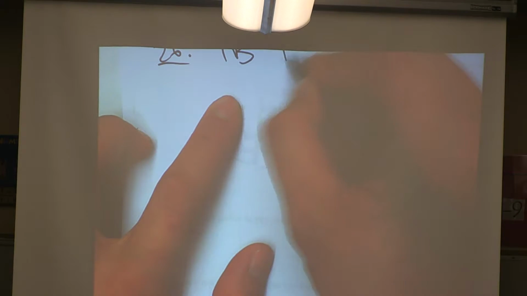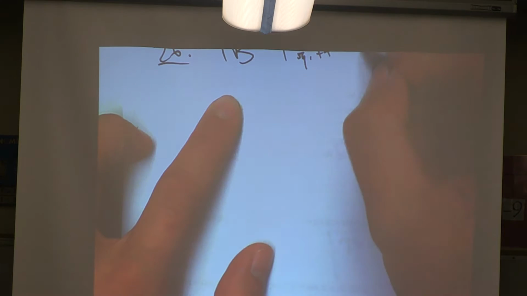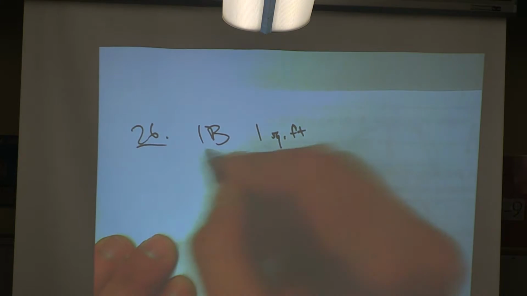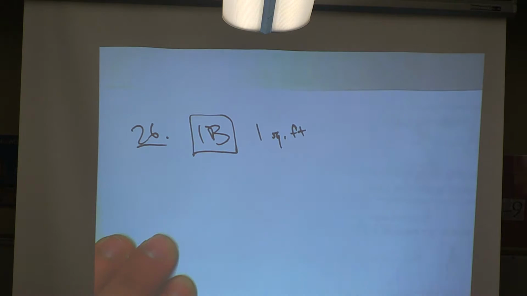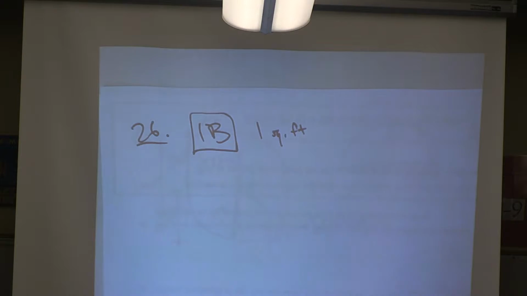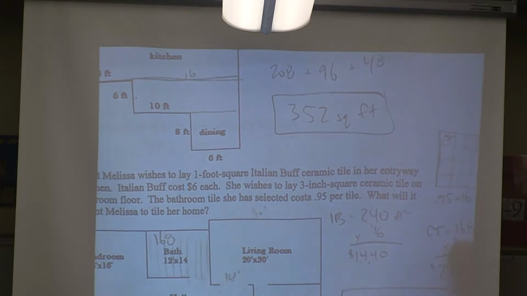Two different things. The first one we're going to do is the Italian buff tile at $6 each. Italian buff covers 1 square foot per tile. That's the Italian buff tile. And she's putting it in her entryway and her kitchen.